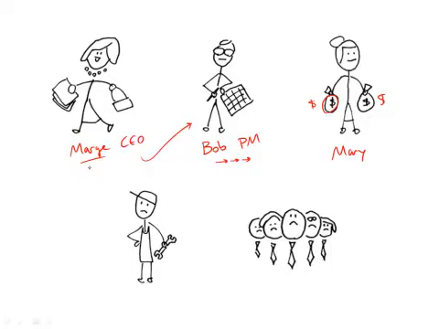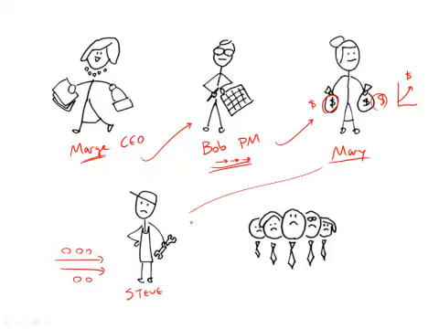So whatever Marge decides that Bob can figure out how to make work, Mary has to decide, well, that's great, but do we have the money to do it? And then we've got Steve over here, and Steve is the guy who actually runs the assembly lines. He's the guy to whom everybody reports that does the work. So after Bob's decided what can be done, Mary's decided how to fund it, Steve is the guy who has to figure out how it's going to work way down on the line.